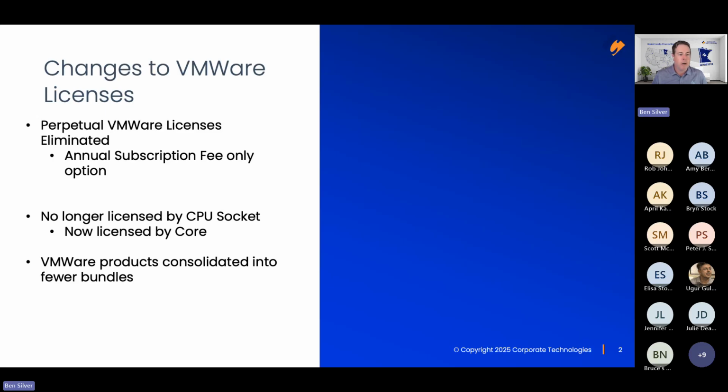Also, VMware is going to bundle their products into fewer bundles. They are consolidating, I believe it is 7 tiers today, down into just 2 tiers. Then they're also adding minimum purchase requirements. So there is a floor to the minimum amount that you have to have or pay for, whether you're utilizing it or not.